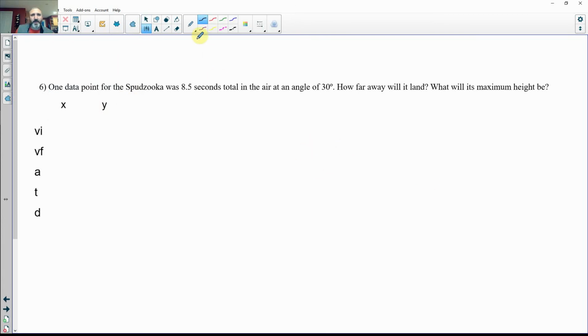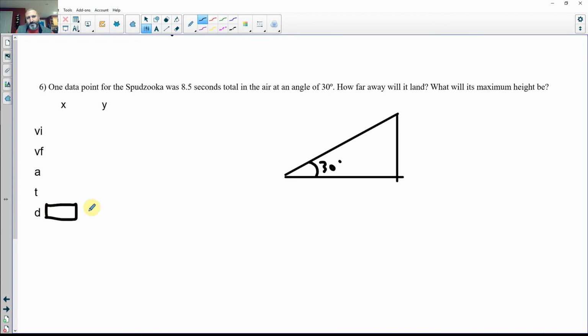I can make a triangle because we've done that a lot anyway. So we'll start with a triangle. And we know the angle of the triangle is 30 degrees. How far away will it land? What will its maximum height be? Fine. So we want to find d in the x, and we want to know its maximum height. So we're actually going to go for d in the y.